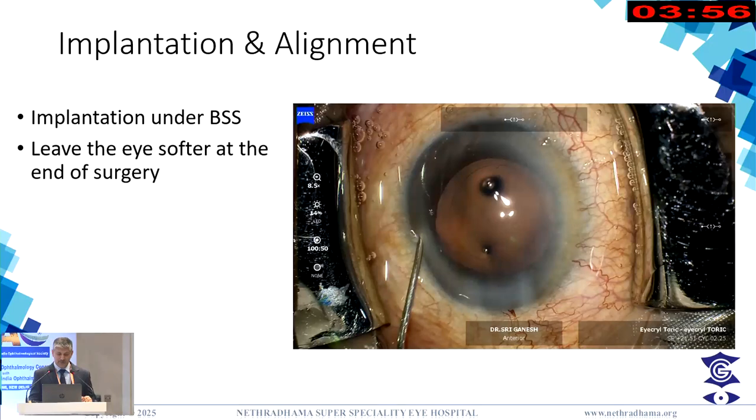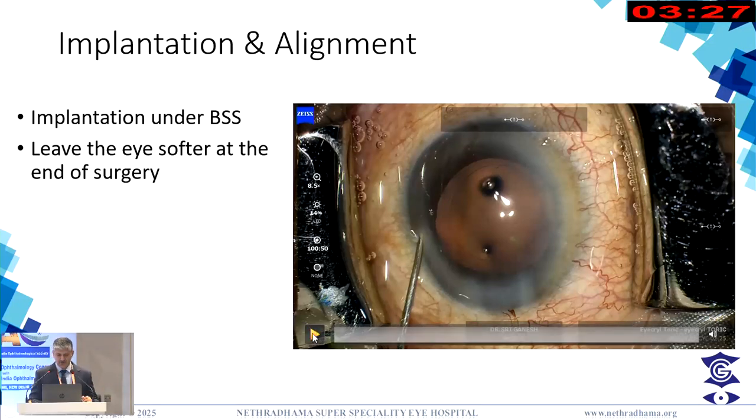There's also a paper by Abhay Vasavada which said that eyes with longer axial lengths have higher rotation of toric IOLs. So I like to implant under BSS, and I like to leave the eye a little soft at the end of the surgery. Don't over-pressurize the eye, because then it can rotate, and most rotations happen in about the first 6 hours after implantation, and don't ask the patient to lie down for some time, not immediately walk around.